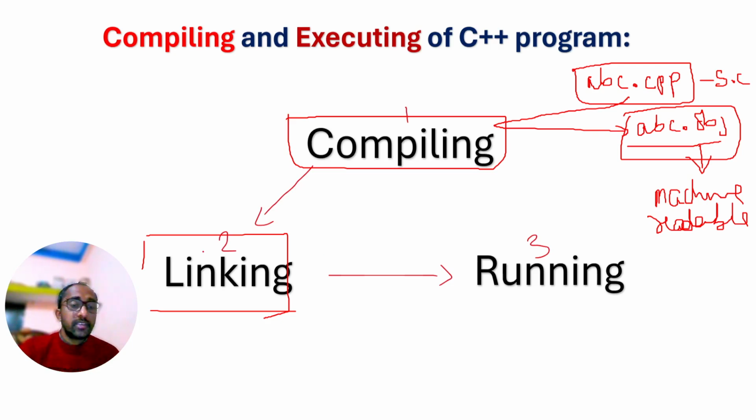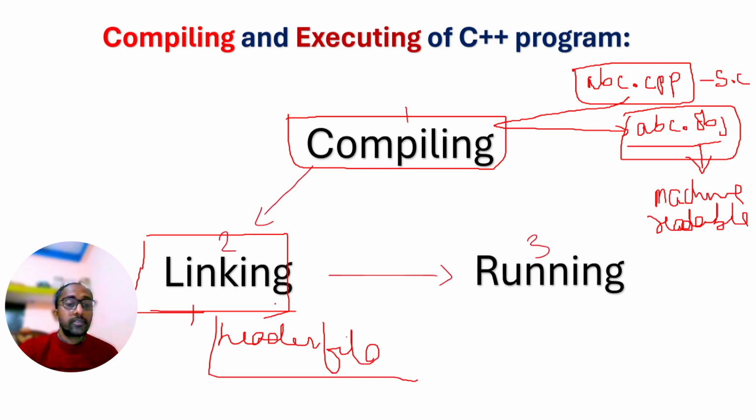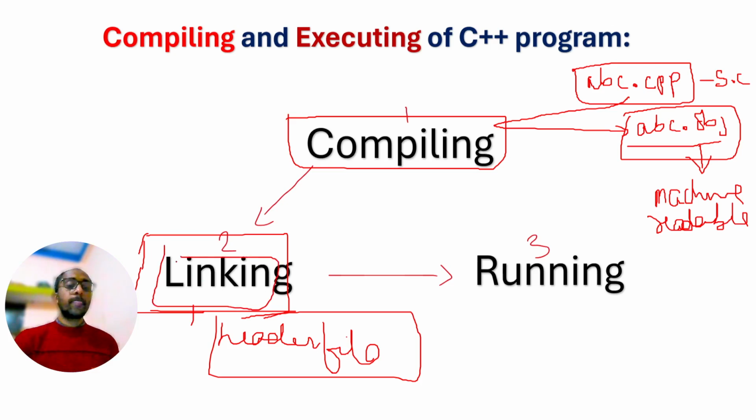It includes the files required to execute the program, just like header files. The linker will include the library files and link them to create a single executable. It links the header files and includes the files which are required to execute the code.